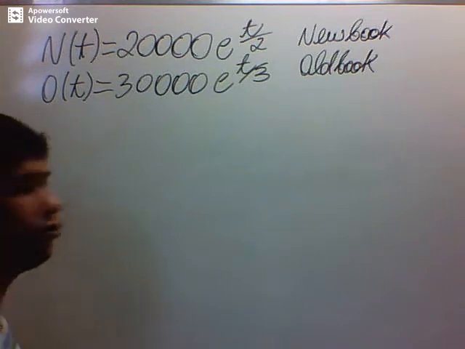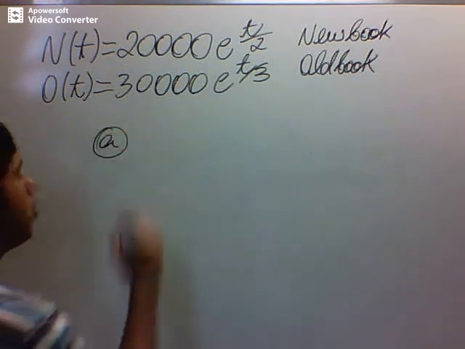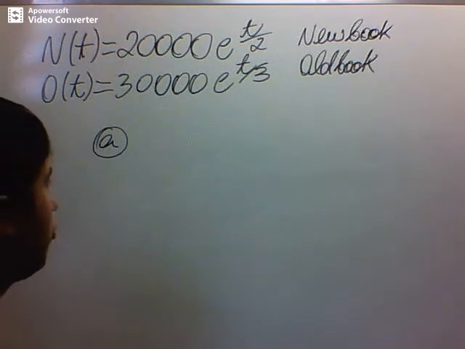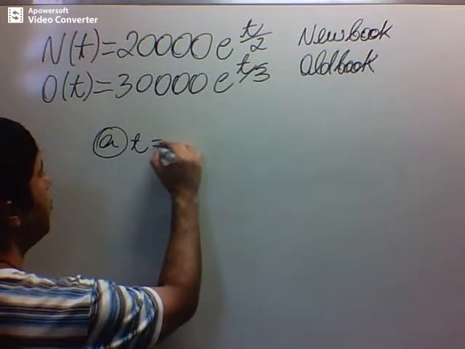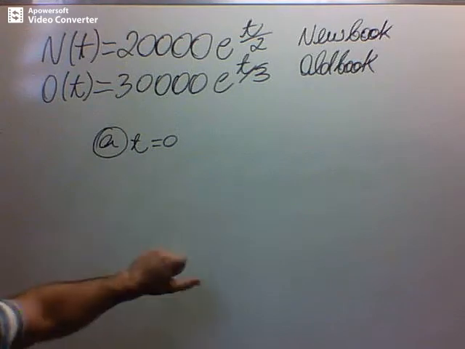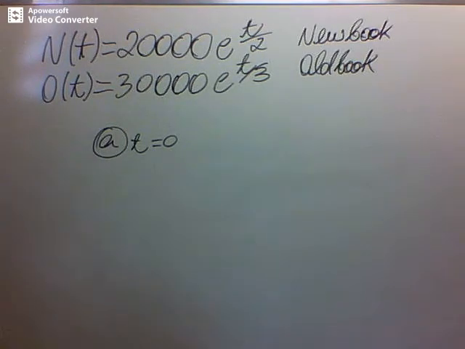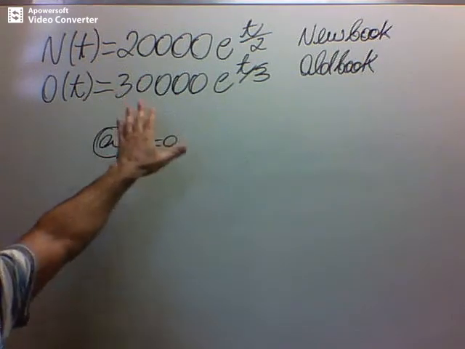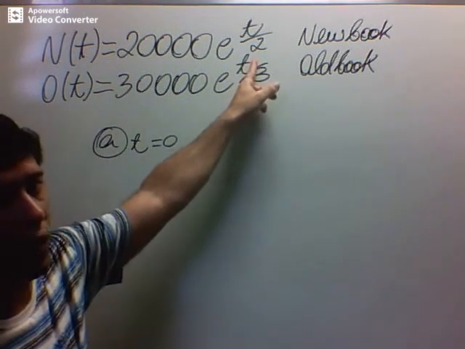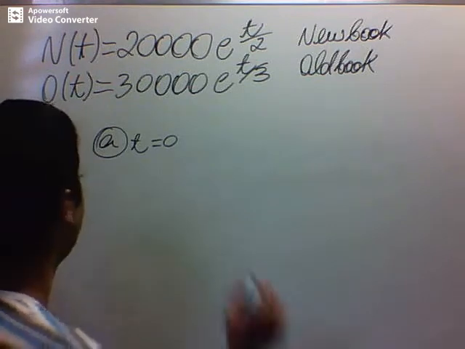To do that, let's do this. Letter A that we wish to calculate is the number of users at the time of the beginning. So our time t is going to be equal to 0. Did you understand what I drew on the board? At time t equal to 0, we have the number of users at the beginning of the social media platform. We begin with Old Book, and we simply put 0 in the place of t.